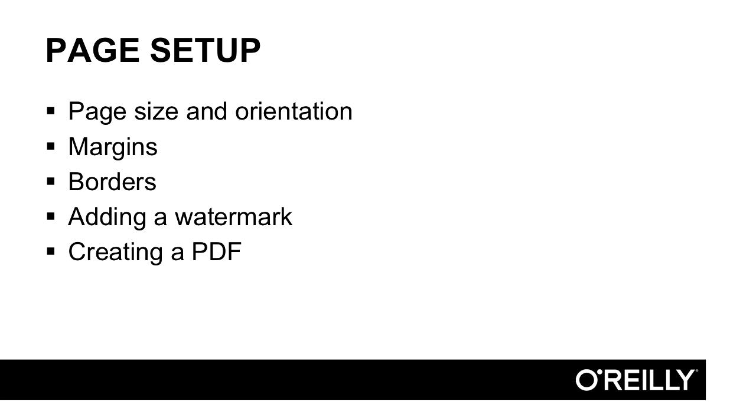When we consider page setup, although you get a default page within Word, we may want to deviate from that default, and as such we may wish to change the paper size or the orientation. We may wish to alter margins, we may wish to add or remove borders, add a watermark to our document so that it appears on every page. And then in the same section we look at how to create a PDF file from your Word document.